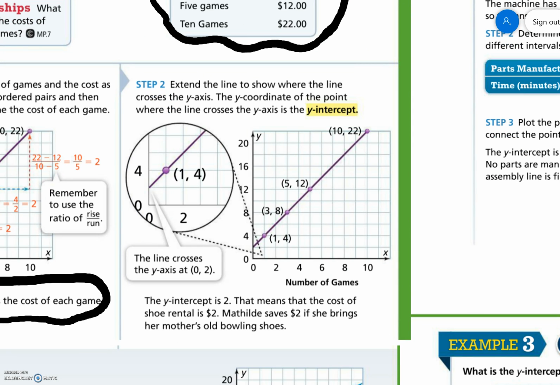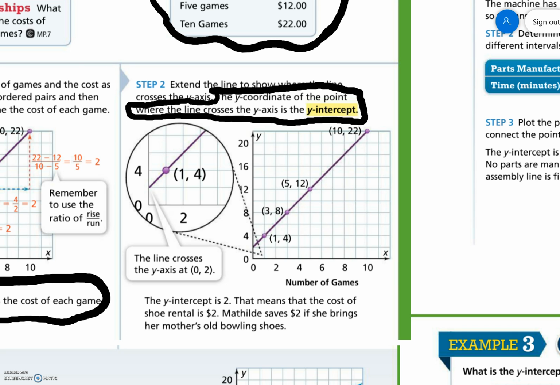Extend the line to show where the line crosses the y-axis. The y-coordinate of the point where the line crosses the y-axis is the y-intercept. This is one of your vocab words. So think about a football interception. It's where a player stands up tall and grabs the ball while it's being thrown. So you can think of the y-axis as a football player standing tall, intercepting the ball at that point. Okay, so that point is called the y-intercept.